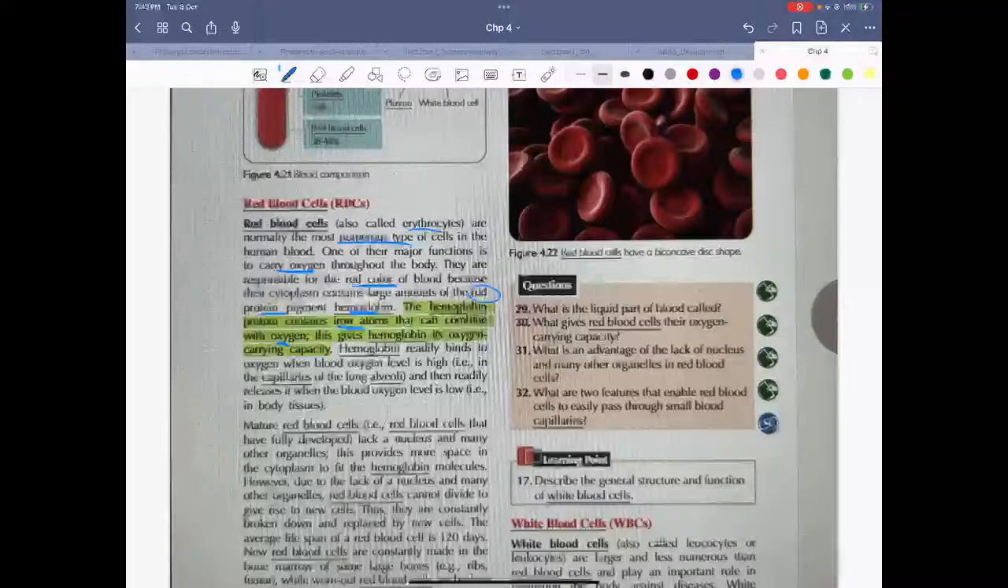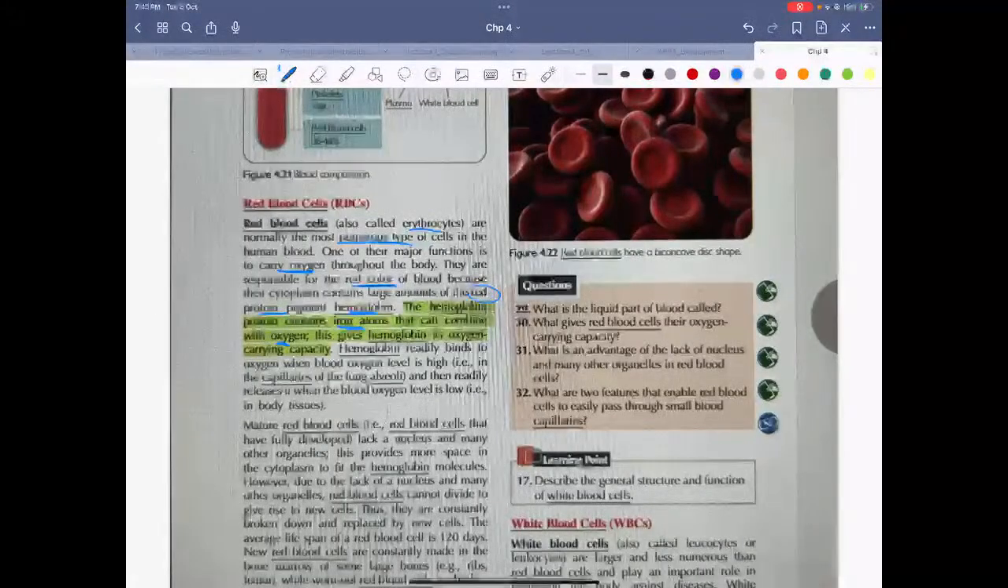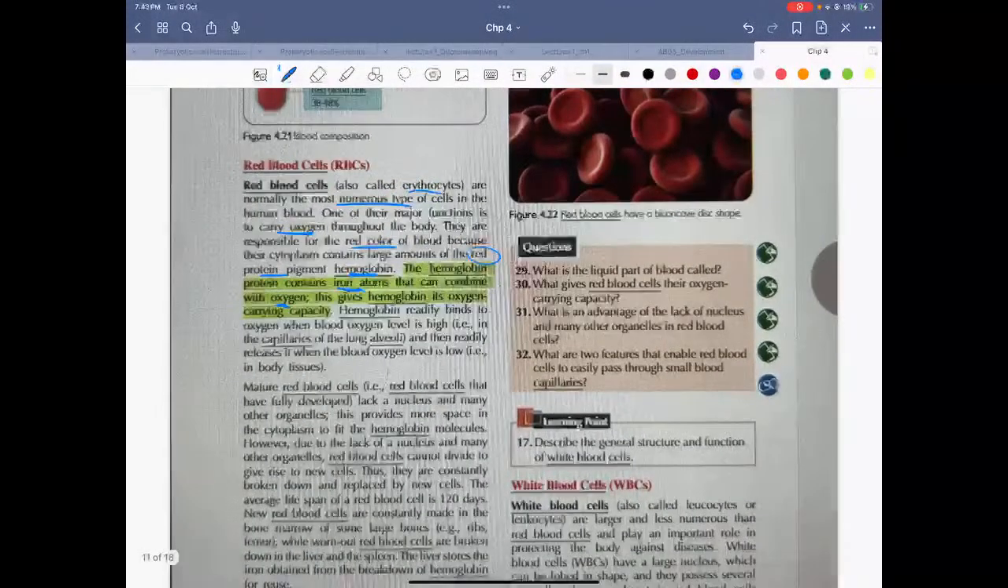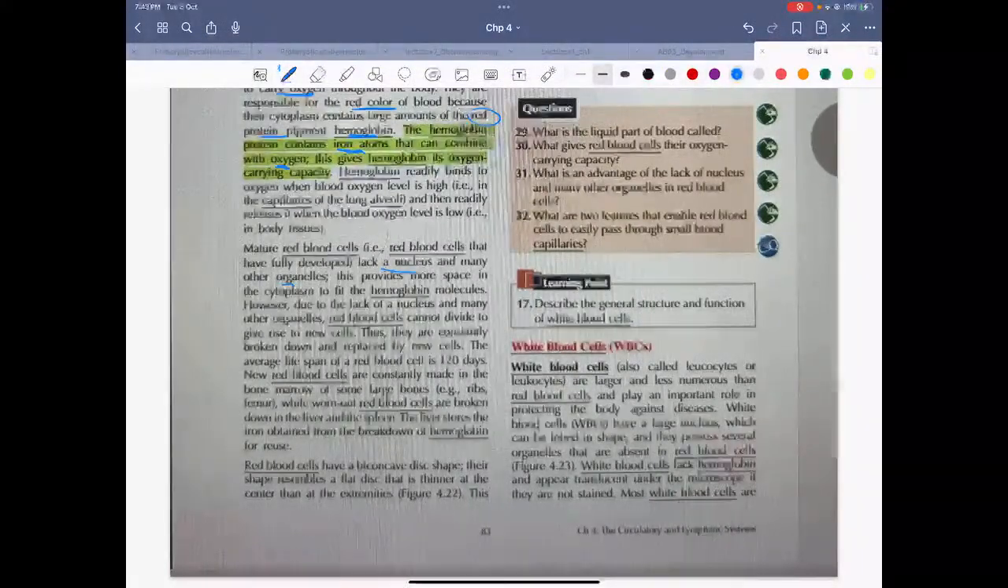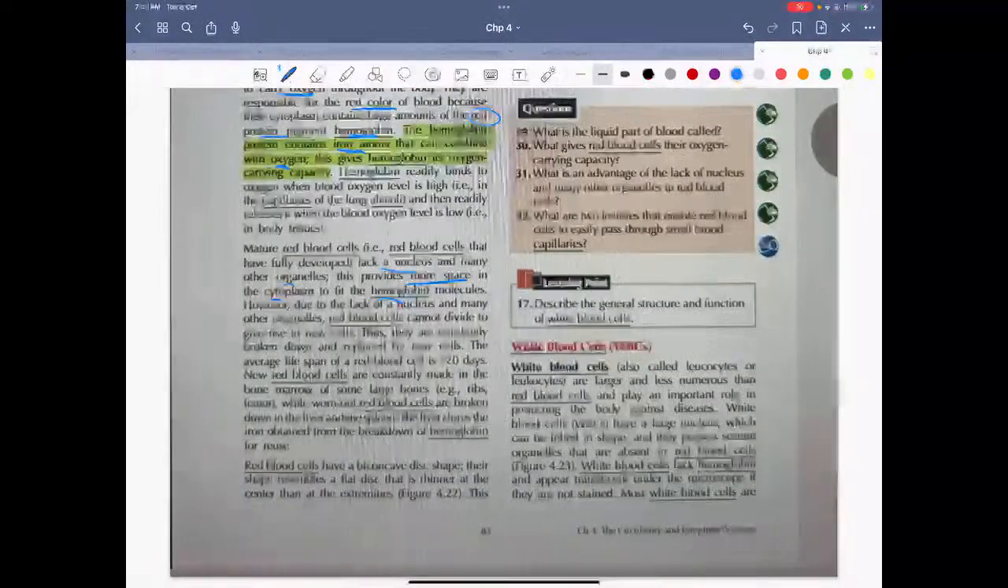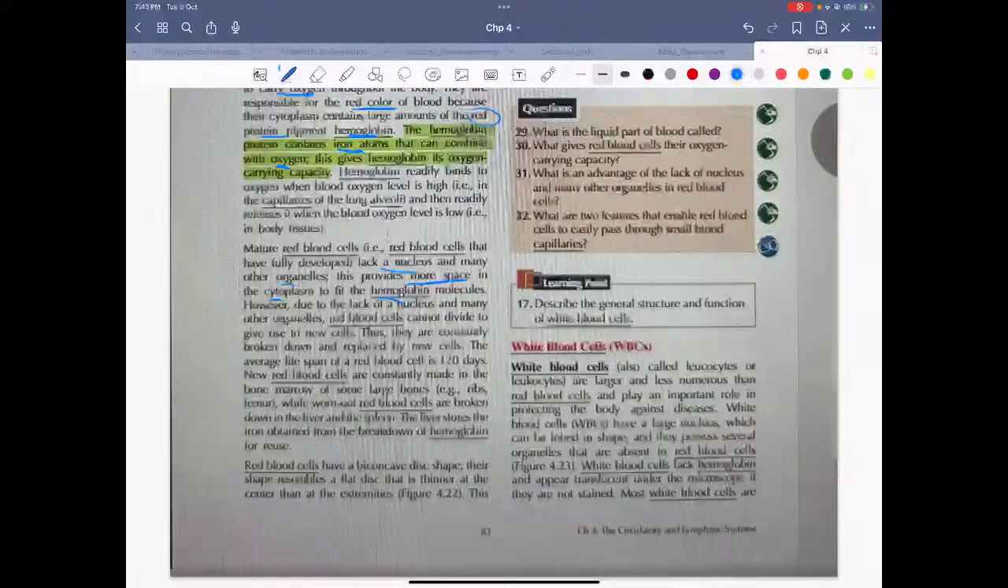So this is just for the people who want to become doctors or something, to understand more on a medical field level. That's why iron is important, because hemoglobin has iron atoms that combine with the oxygen. Now we also have, as we said, the structure of red blood cells. They lack a nucleus, and they also lack other organelles. Why? The reason is to provide more space in the cytoplasm to fit the hemoglobin molecules.